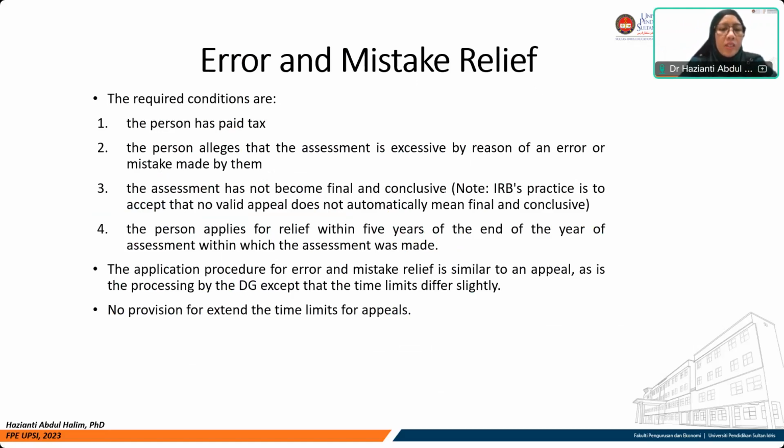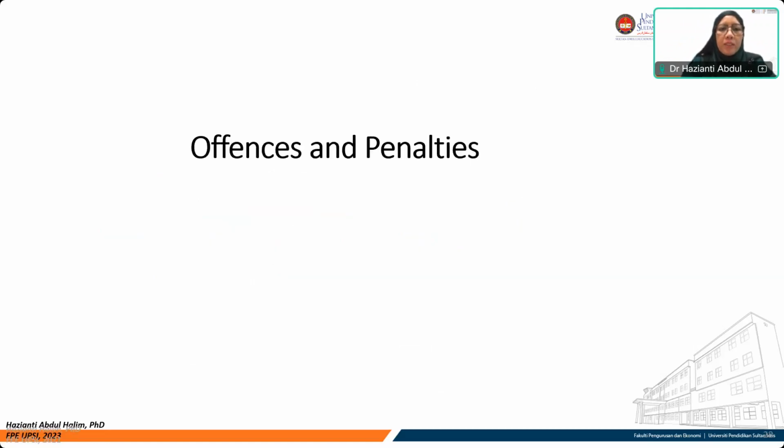Dengan syarat, the conditions are the person has paid tax. So the tax is already paid. It's just that they realize that, oh, this is wrong. We need to deduct more relief. So the person alleged that the assessment is excessive by reason of an error or mistake made by them. And the person applies for relief within 5 years at the end of the year of assessment within which the assessment was made. Okay, so boleh appeal kalau ada salah.